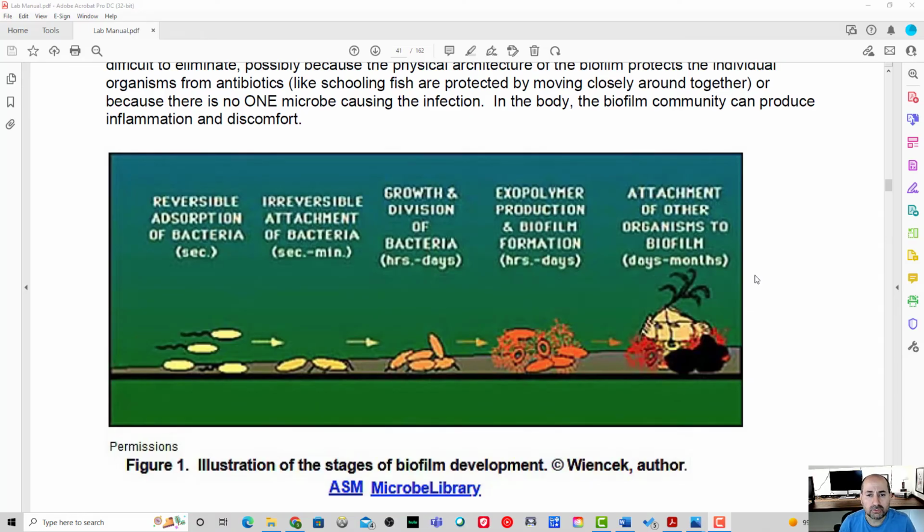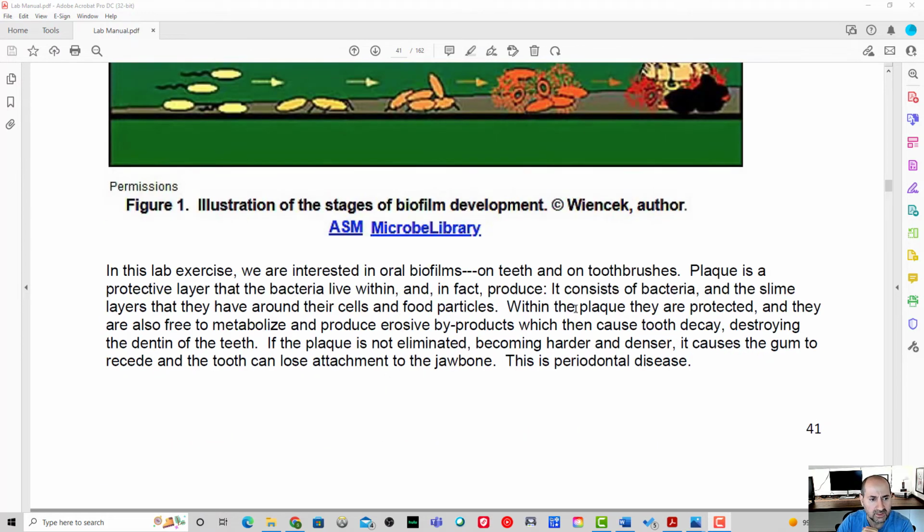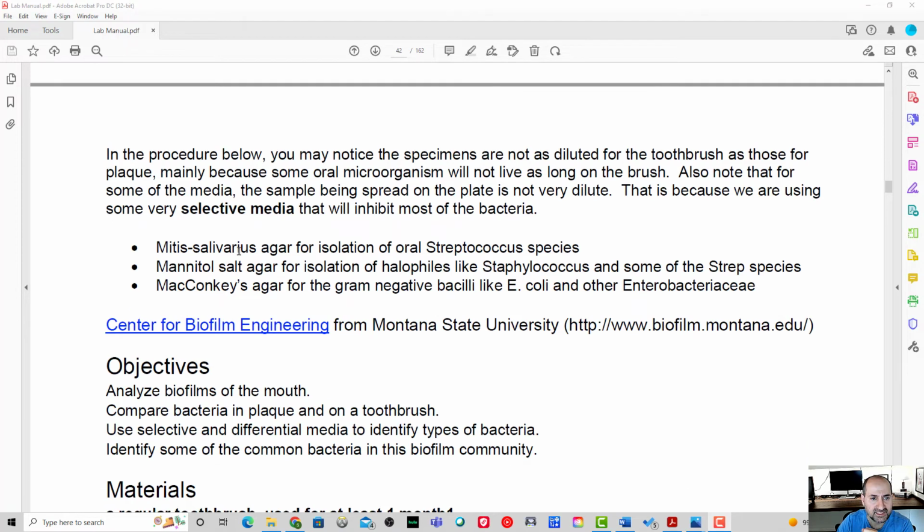All right, for the oral biofilms lab, remember that we were studying a type of biofilm called plaque, but not plaques in terms of bacteriophage, but plaque on teeth, which is a type of quorum sensing event. We used 3 different types of media: Mitis-Salivarius agar for isolation of Streptococcus species, mannitol salt agar for halophiles like Staphylococcus and certain strep species, and MacConkey's agar for gram-negative bacilli like E.